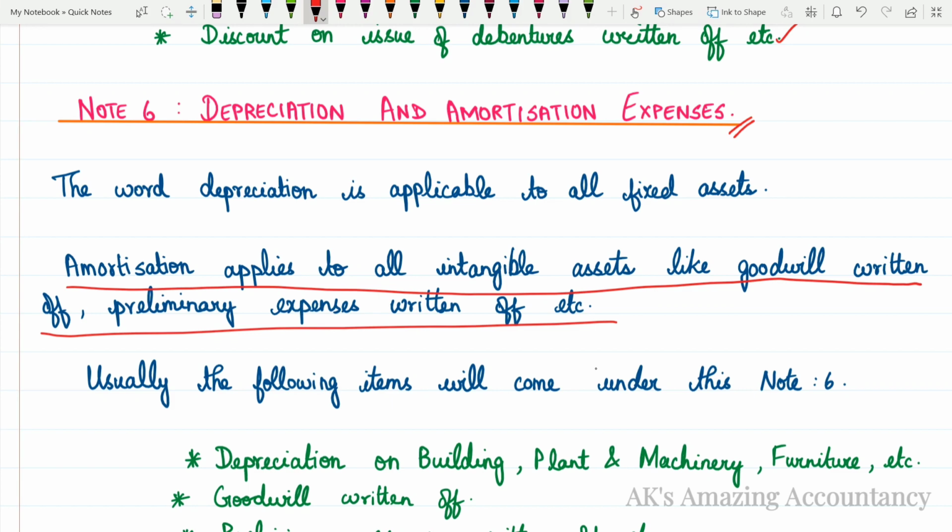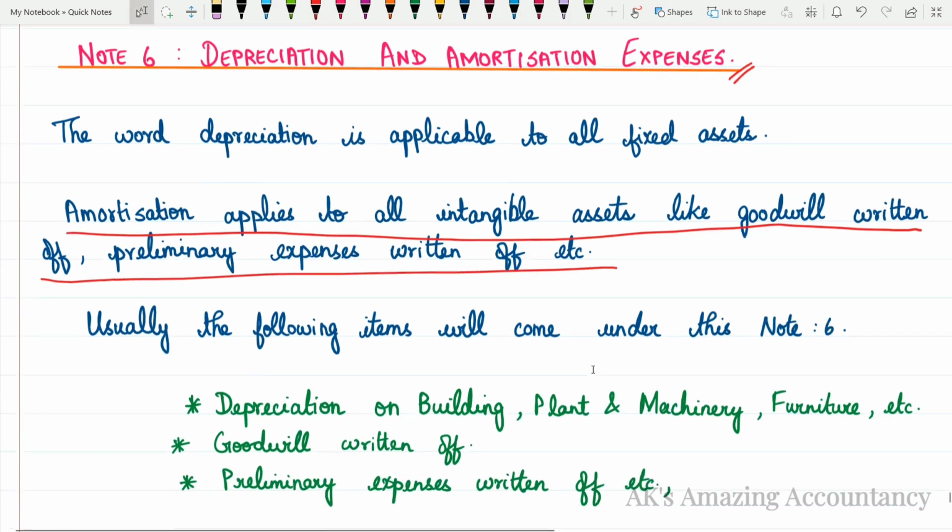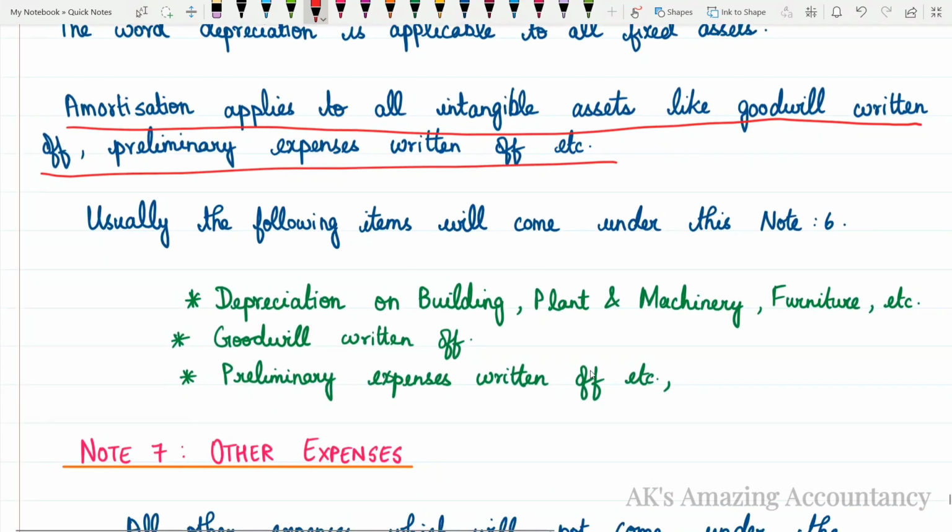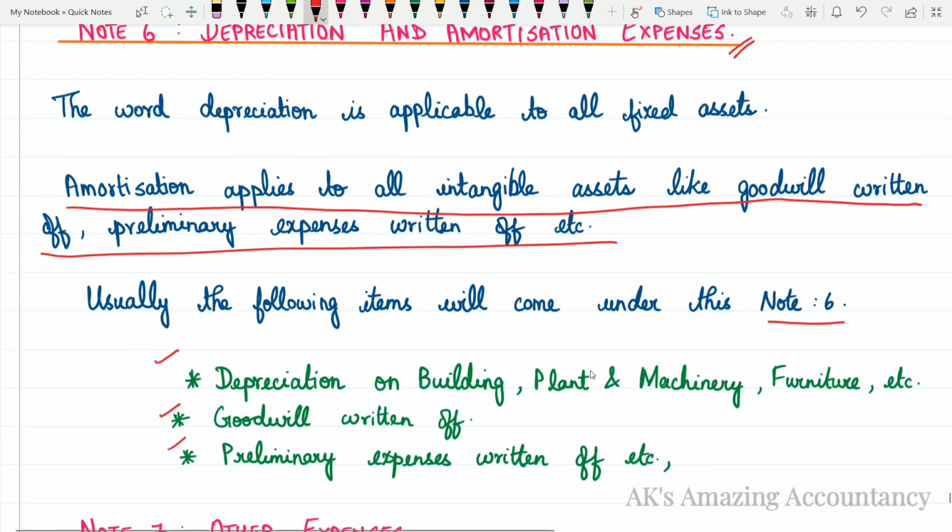Okay. So usually the following items will come under this note 6, that is depreciation and amortization expenses: depreciation on building, plant and machinery, furniture, etc. Then, as far as amortization expenses are concerned, you'll be having items like goodwill written off, preliminary expenses written off, etc. So then you'll be finding out the total of all the items coming into note 6, and the total alone will be taken to the statement of profit and loss.